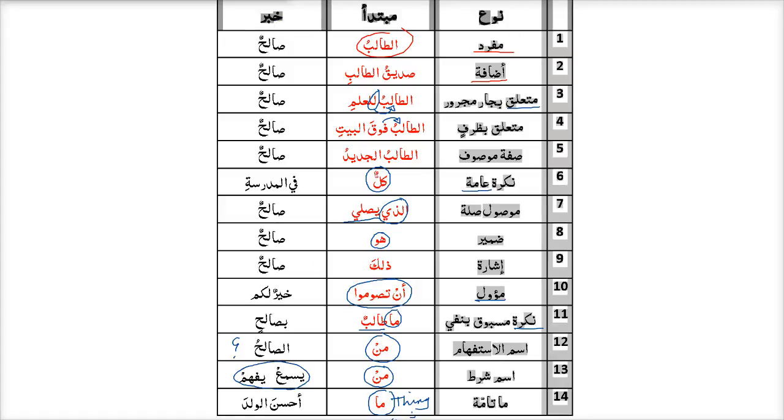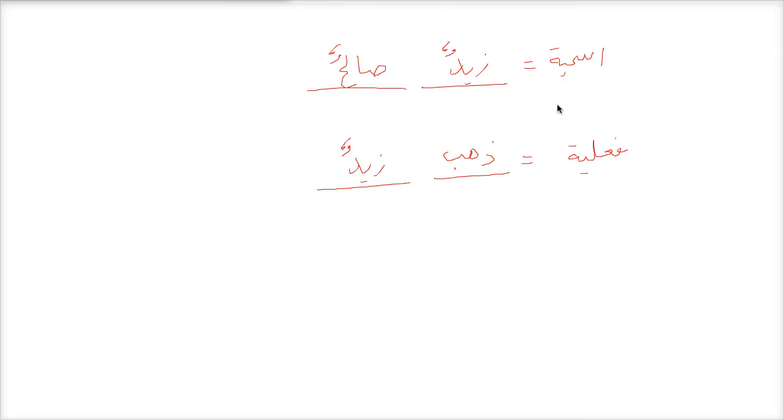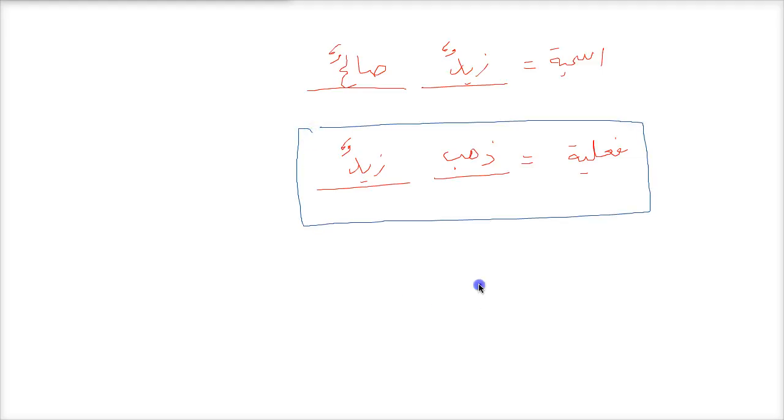Now, the other type of sentence, what was it called? One is a jumla ismiya and the other is jumla fi'liya. Excellent. Now we're going to look at jumla fi'liya. Jumla fi'liya is a sentence that has to have a verb and a subject. The object isn't necessary. Sometimes you have them, sometimes you don't, but you must have a verb and a subject for every jumla fi'liya.